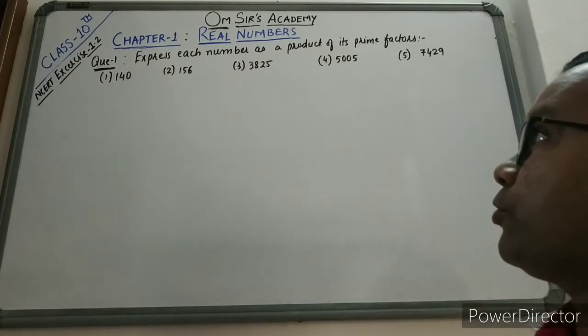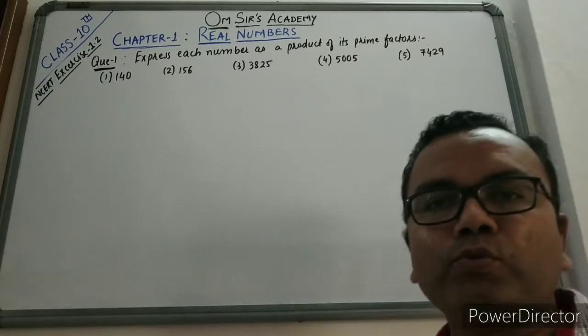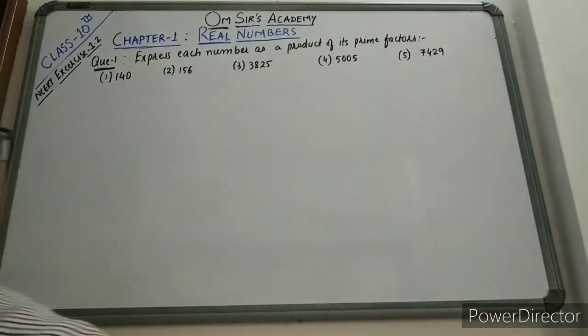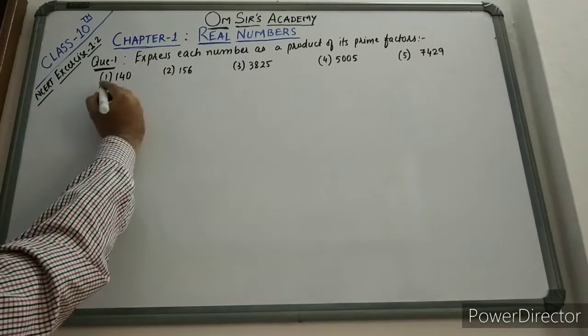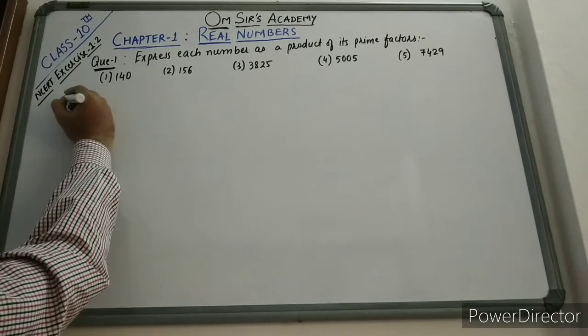Now we are going to start with the Exercise 1.2 textbook exercise. So let us start with the first question. The first question is: express each number as a product of its prime factors. Okay friends, it has 5 numbers given over here. So let us start with the first number. The first number is 140.